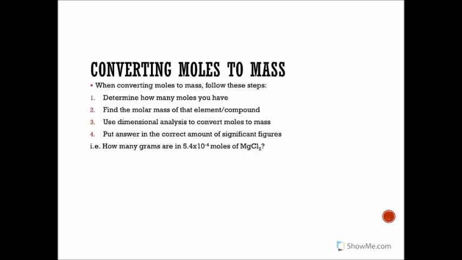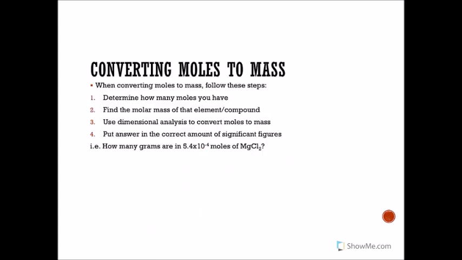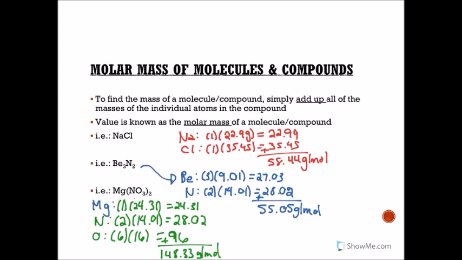And when we're converting from moles to mass, why is that number important? We can use that molar mass, grams per mole, to convert from moles to mass or from mass to moles. To do this, we determine how many moles we have, we find the molar mass of that element, and we use dimensional analysis. That molar mass is simply a ratio of how many grams are in 1 mole. If we have beryllium nitride, we have 55.05 grams in 1 mole.